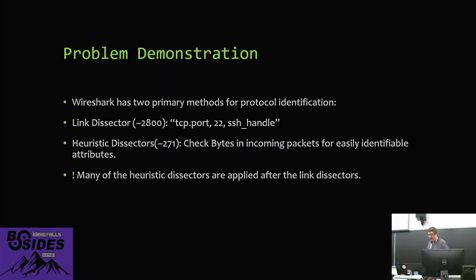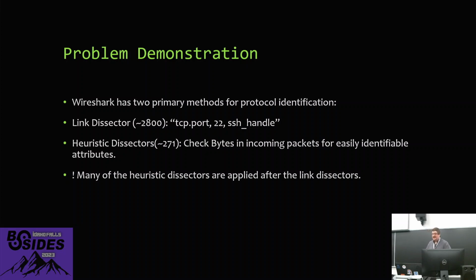All right. So for Wireshark, they have two different ways of actually detecting a protocol. The first is called link dissector. It basically has a line in there that says, we're looking for TCP port 22, send it to the SSH handler. And so that's the primary way that it uses. It also has a heuristic dissector, which will check specific bytes looking for specific things. So we can see there on the link dissectors, you got 2,800 protocols. That's the only thing they use to identify the protocol.